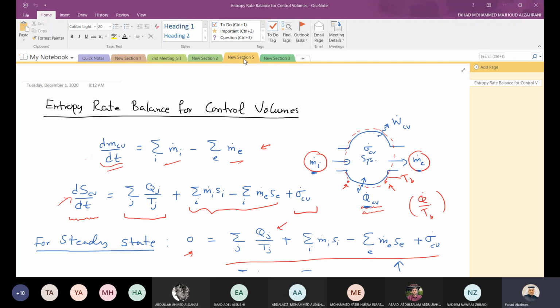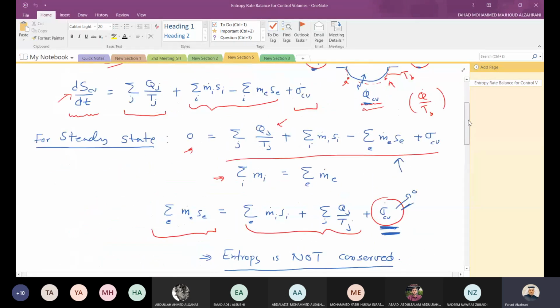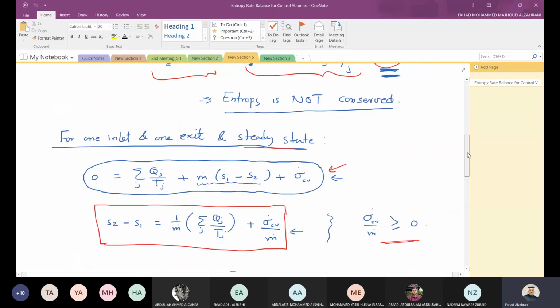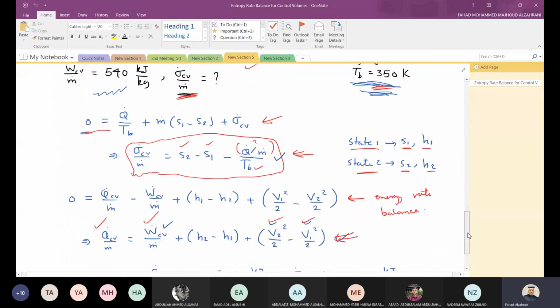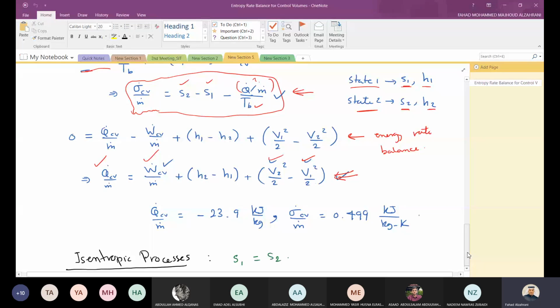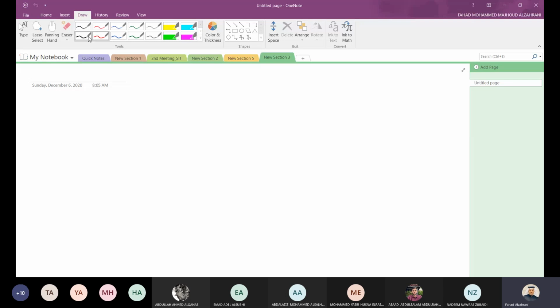So last time, we were talking about the entropy rate balance for control volumes, and then we defined the entropy rate balance equation and showed you how you can use it using an example. Okay, so today I will talk about isentropic processes, and then we'll see how the equations change when we have an isentropic process.